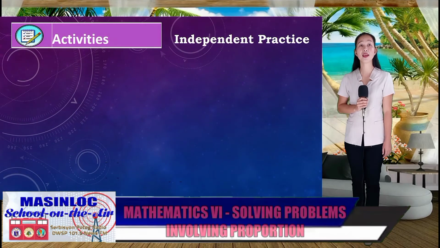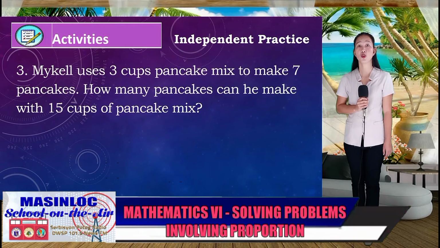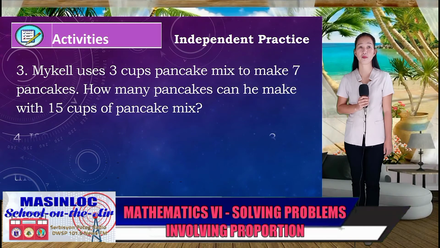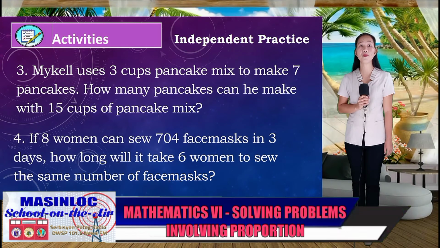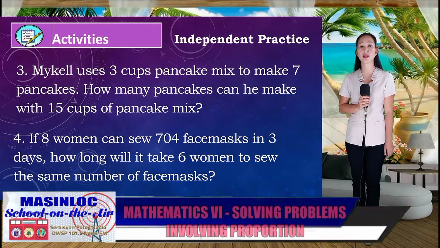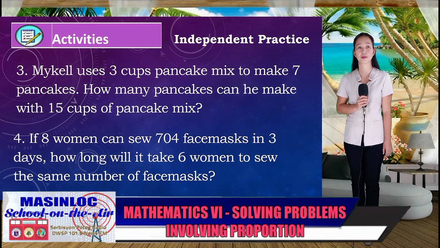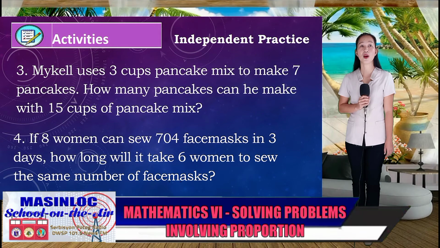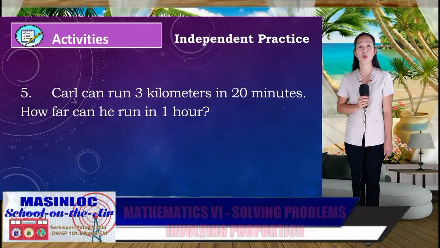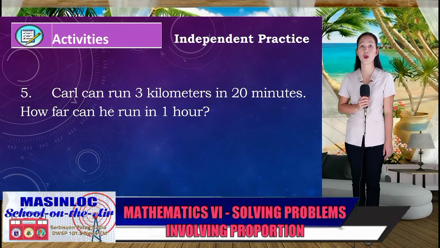Number 3. Michael uses 3 cups of pancake mix to make 7 pancakes. How many pancakes can he make with 15 cups of pancake mix? Number 4. If 8 women can sew 704 face masks in 3 days, how long will it take 6 women to sew the same number of face masks? Number 5. Carl can run 3 kilometers in 20 minutes. How far can he run in 1 hour?